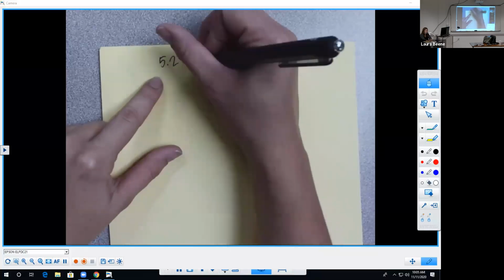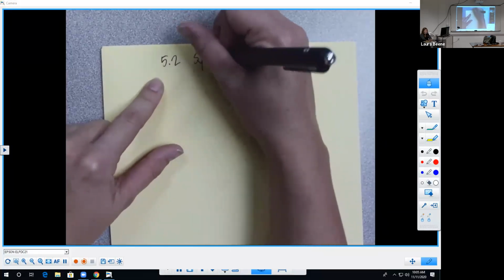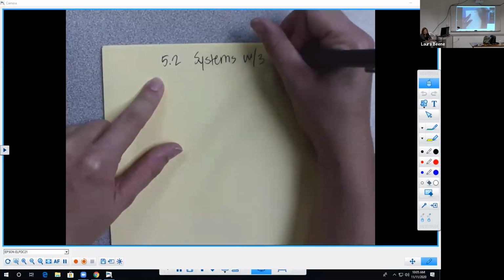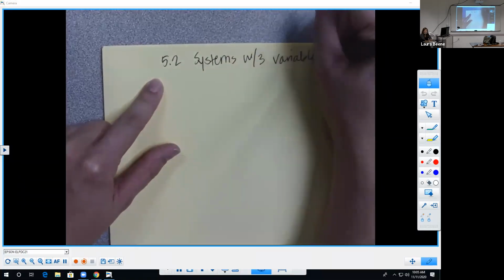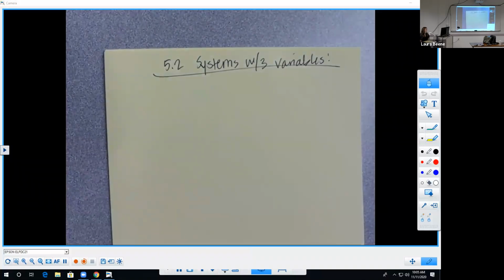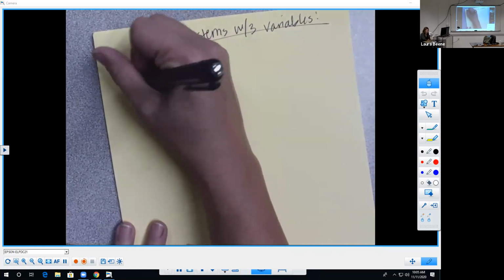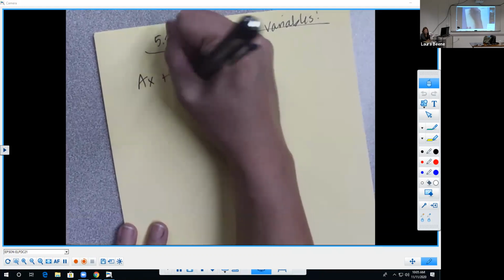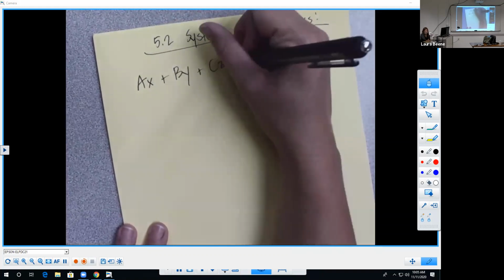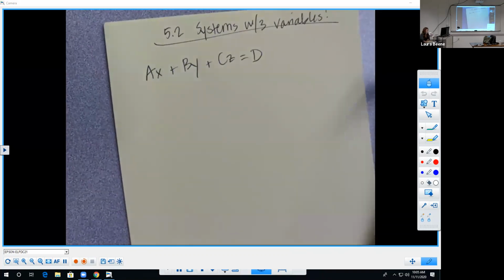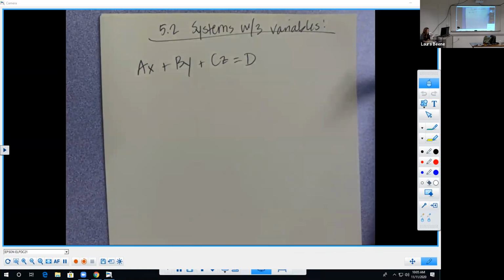So this is section 5.2, which is systems of equations with three variables. And that's what makes these problems a bit longer. Okay, so an equation with three variables. Before we had two variables, we used x and y. If we have three variables, we're going to add in z. So our equation's in the form like ax plus by plus cz equals some number d. That's what our three variable equation is going to look like.